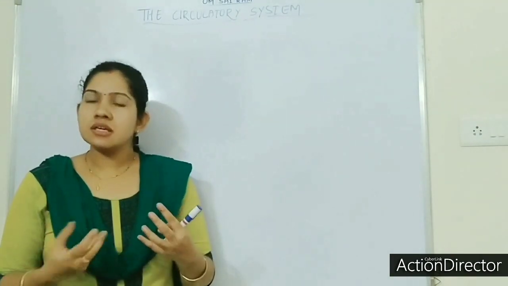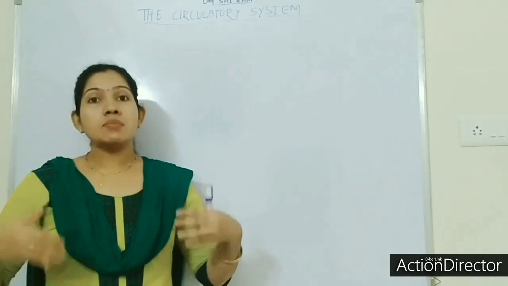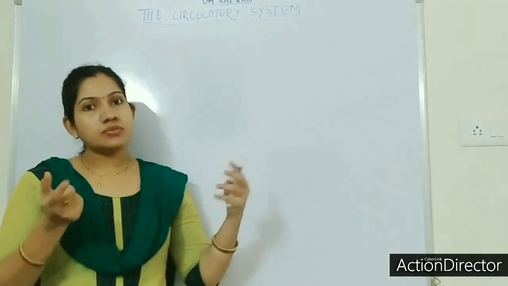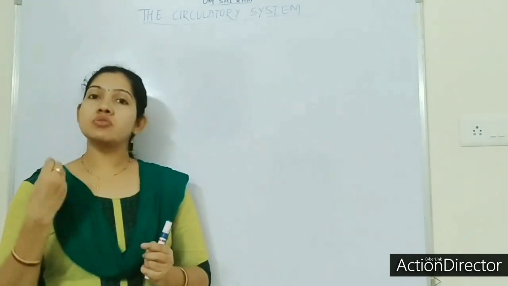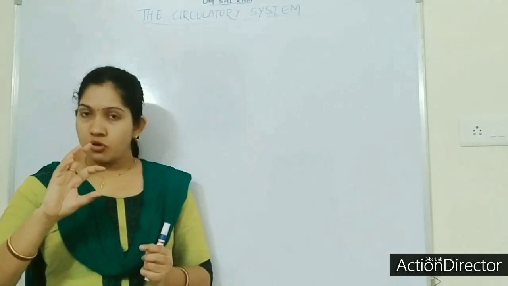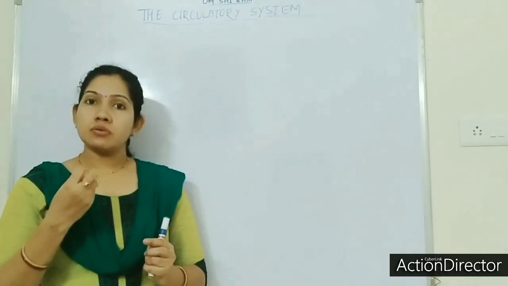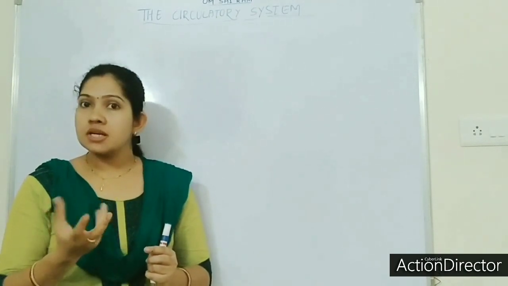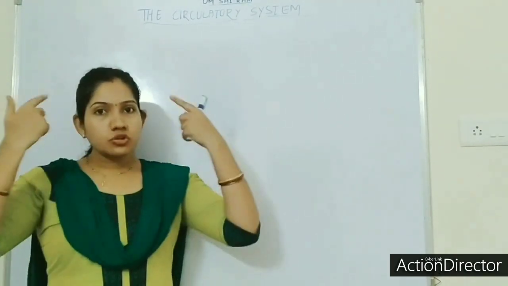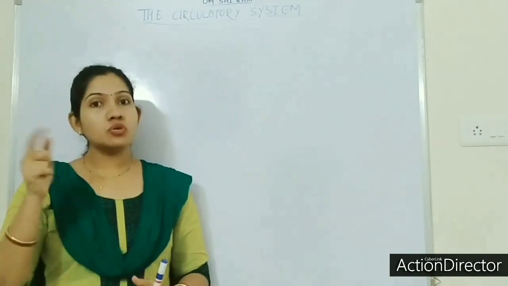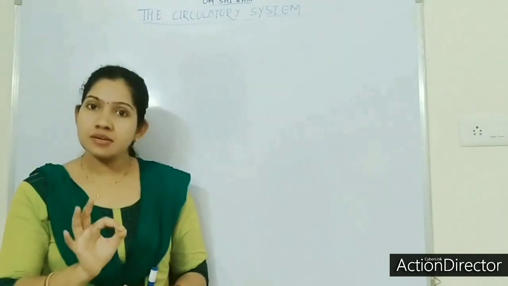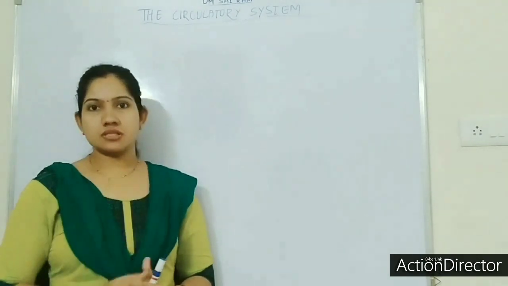How are we getting energy? How are we able to grow? Because of the nutrients that we are taking from our food. So after the digestion of food, with the release of the nutrients, those nutrients need to be transported all over our body, and this transportation of nutrients is done by the circulatory system.